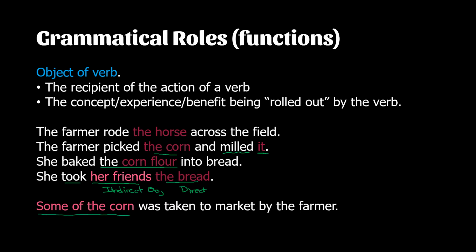Okay, let's look at a passive voice. Some of the corn was taken to market by the farmer. When some of the corn gets moved to the front of the sentence, even though we have the same verb take, it no longer is the object of the sentence. This becomes the subject. So the position of the object is obviously after the main verb of the predicate. So think of a couple noun phrases and put them into object position after dynamic verbs.